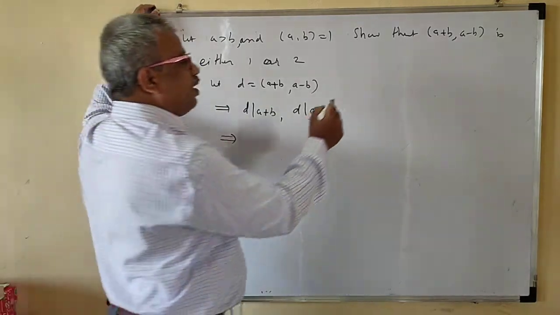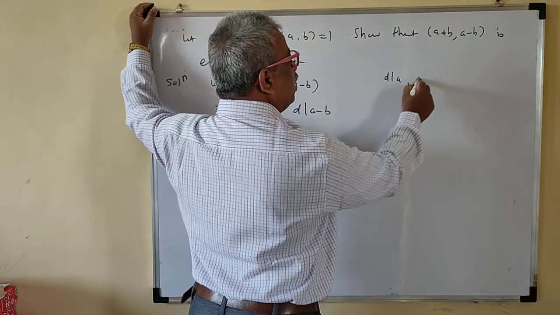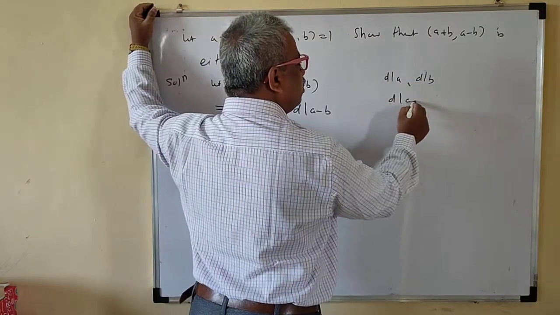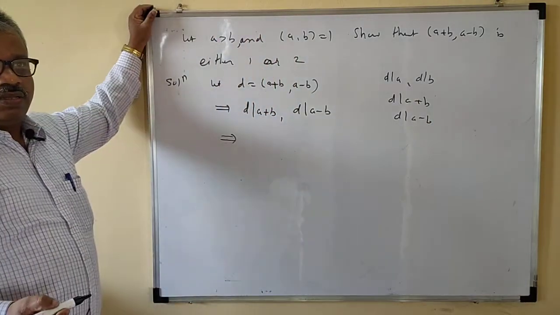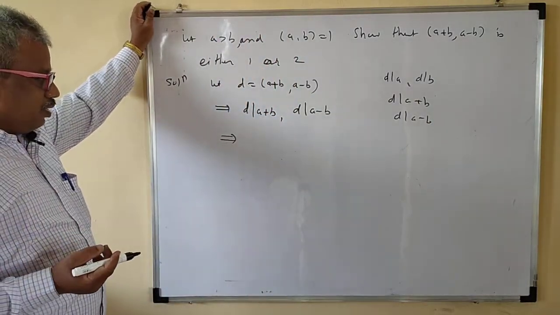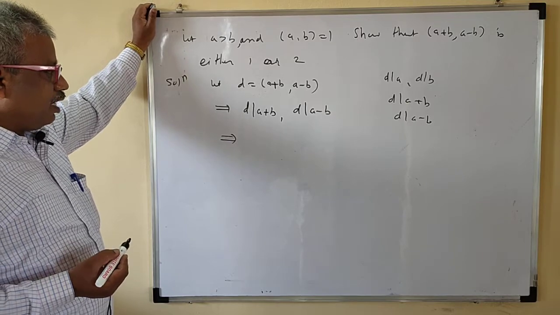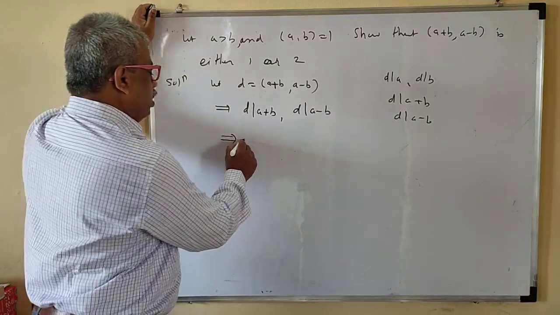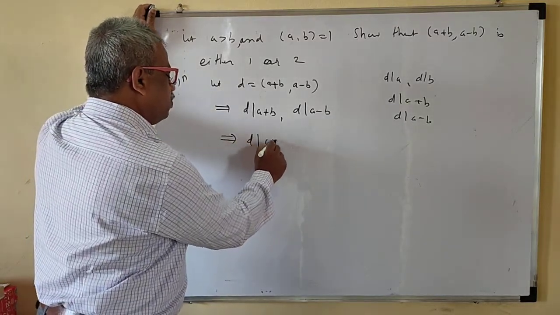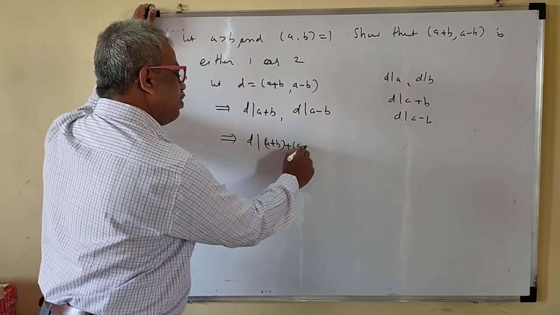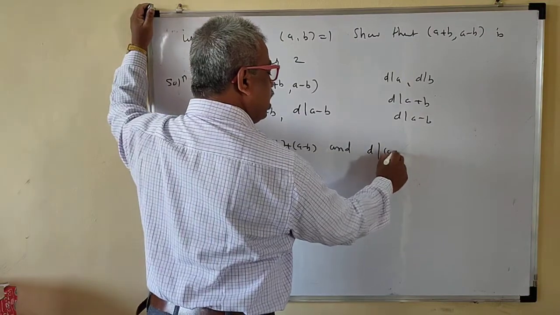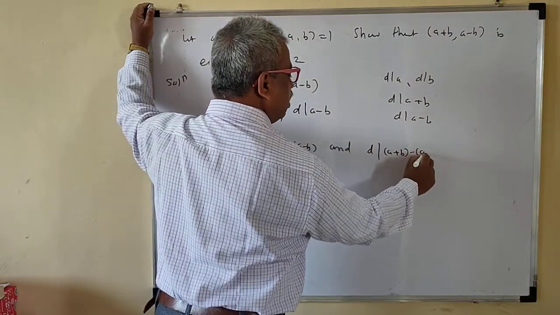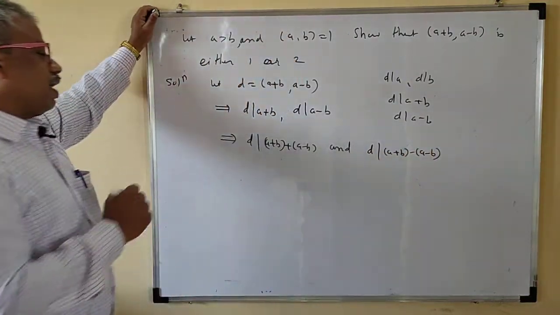So if d divides a and d divides b, then d divides their sum and their difference also. Okay, so now d divides a plus b and d divides a minus b. That means d divides (a plus b) plus (a minus b), and d divides (a plus b) minus (a minus b). See what happened there.